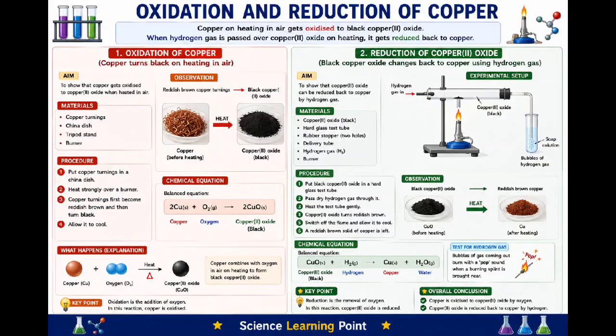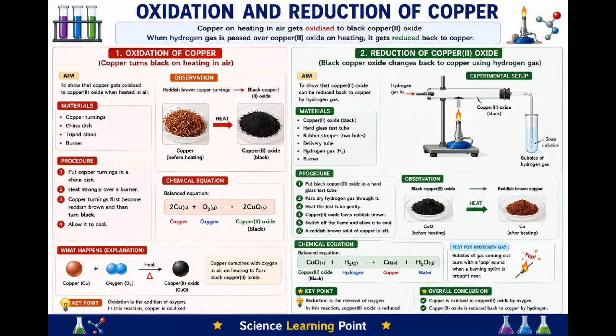Next part, reduction. We pass hydrogen gas over the hot black copper oxide. After some time, the black color disappears and the reddish brown copper appears again. Here, hydrogen removes oxygen from copper oxide, so copper oxide is reduced. Hydrogen combines with oxygen and forms water. Therefore, hydrogen acts as a reducing agent.